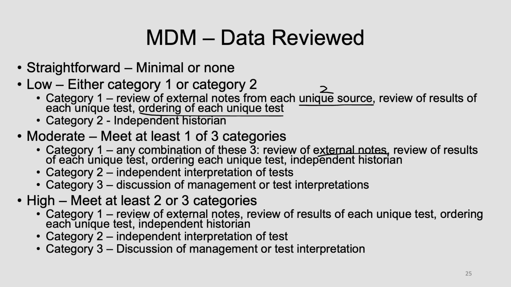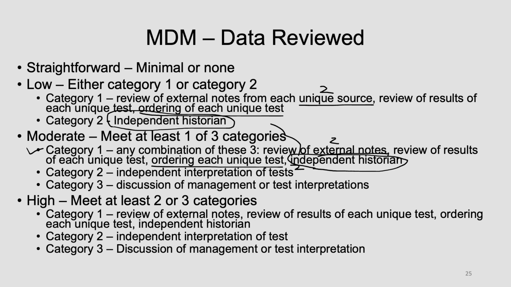Moderate, you must meet at least one of the three categories. So you have external notes, two of those. Ordering each unique test, two of those. So that fits right there. Independent interpretation of tests, no. Discussion of management of test results, test interpretations. Well, writing back to the requesting physician is part of a consultation, so that doesn't talk about a discussion. So remember that independent historian for moderate and high is in category 1. Independent historian is its own separate category for low.